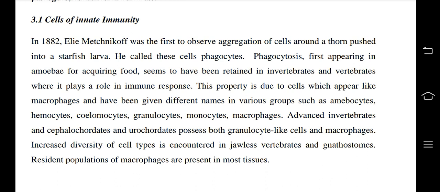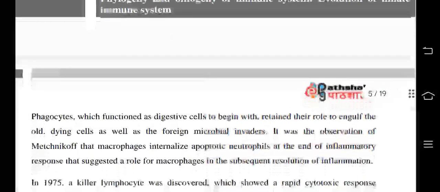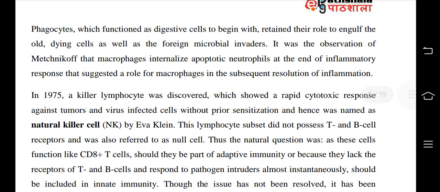This property is due to cells which appear like macrophages and have been given different names in various groups such as amoebocytes, hemocytes, coelomocytes, granulocytes, monocytes, macrophages. Advanced invertebrates and cephalochordates and urochordates possess both granulocyte-like cells and macrophages. Increased diversity of cell types is encountered in jawless vertebrates and gnathostomes. Resident populations of macrophages are present in most tissues. Phagocytes, which functioned as digestive cells to begin with, retained their role to engulf the old dying cells as well as the foreign microbial invaders.